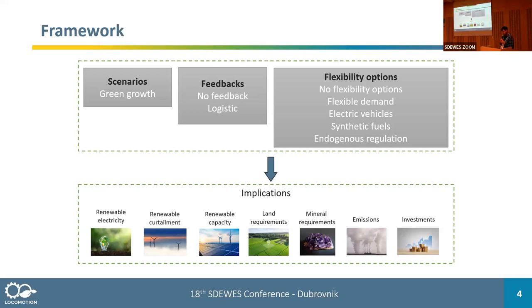I'm going to present in the results what happens when we switch on or off the feedbacks from this regression analysis, and also what happens if we introduce or not the flexibility options I mentioned there: flexible demand, electric vehicles, synthetic fuels, and an endogenous regulation of these flexibility options. And the implications for renewable energy share, what happens with curtailment, with the installed capacities, the capacity stock, the land requirements, mineral requirements, emissions, and then investment.